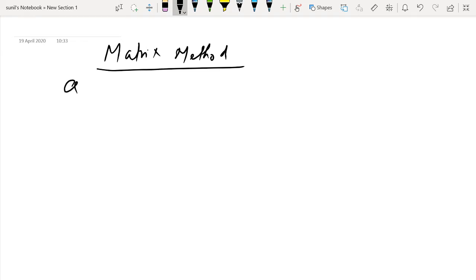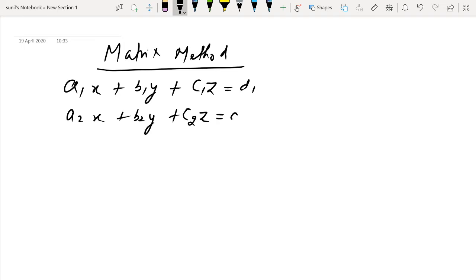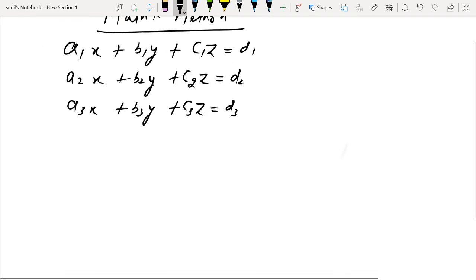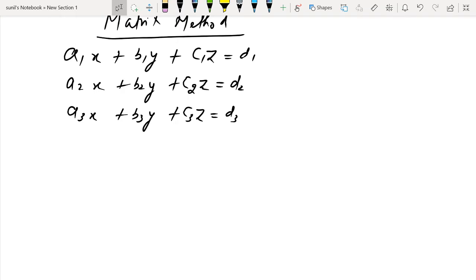So let us consider the system of equations a1x plus b1y plus c1z is equal to d1, a2x plus b2y plus c2z is equal to d2, a3x plus b3y plus c3z is equal to d3. Now we will represent this system of non-homogeneous equations by a matrix. First, write the coefficient matrix.